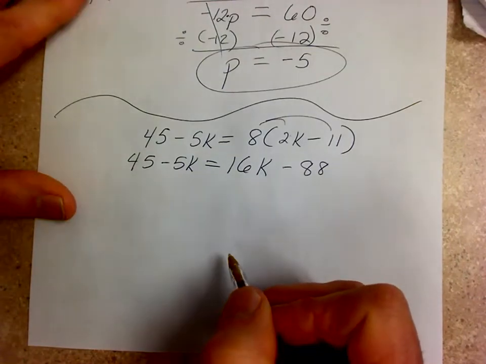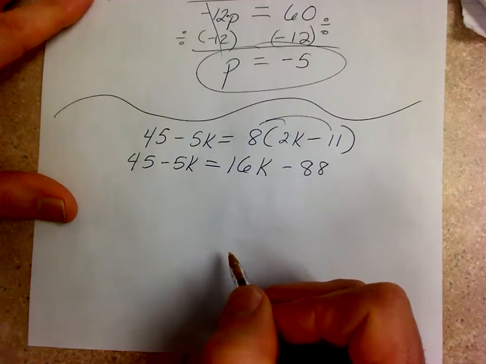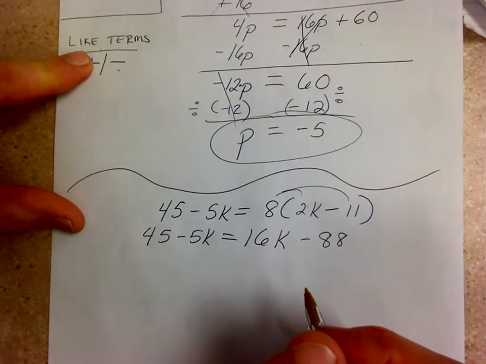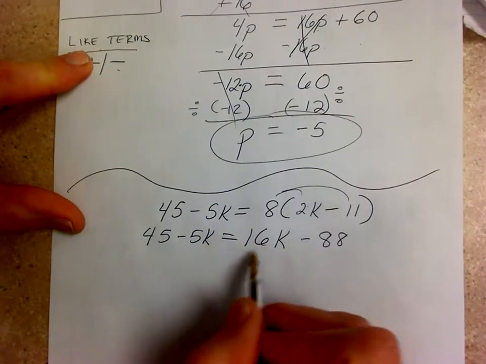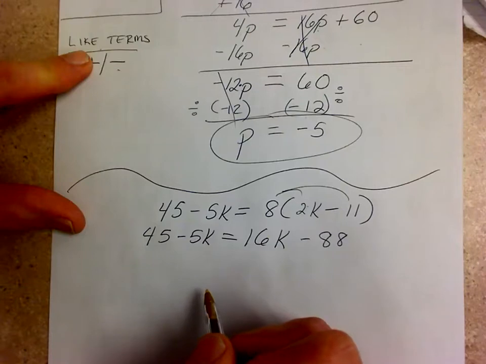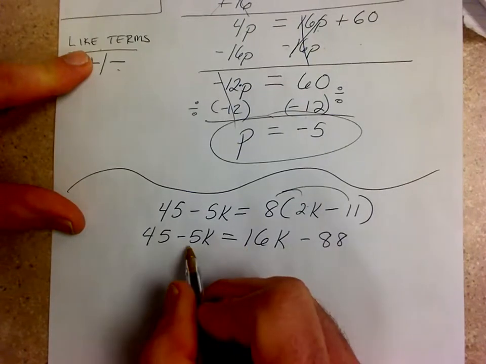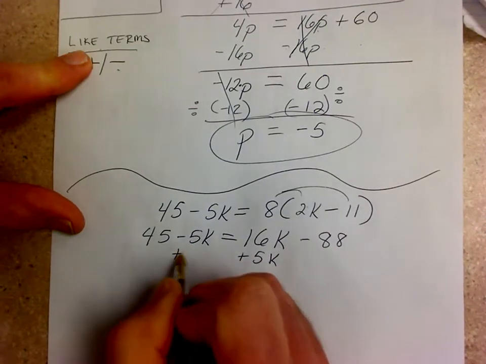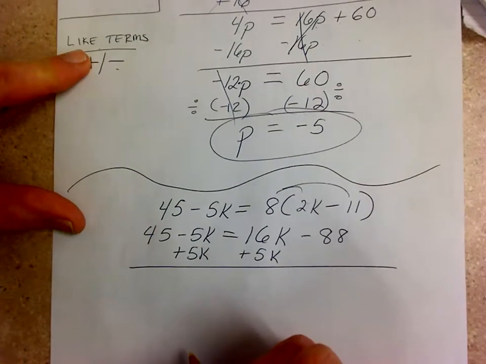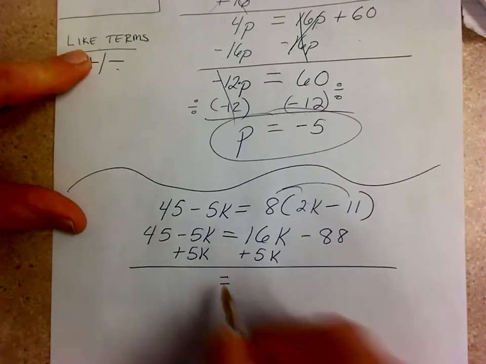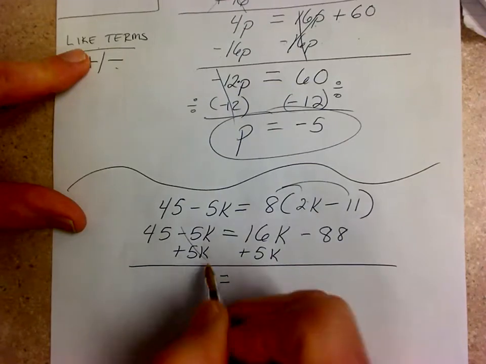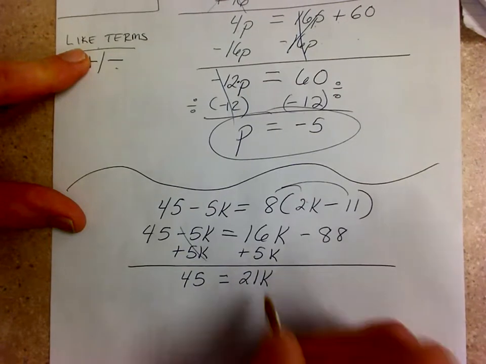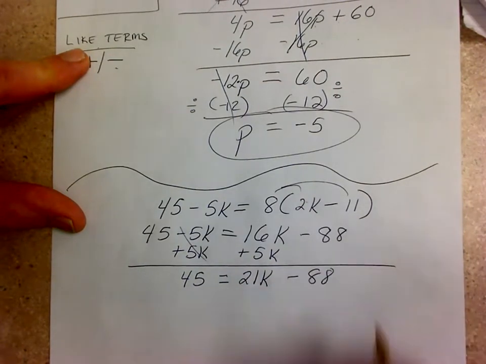We're going to, again, start with our like terms. Our goal is still to start with our like terms up here. Just to give you a slightly different perspective, I want to go ahead and group our variable terms together first this time. It appears it would be easier to add 5k to both sides. So this cancels, and we're left with 45 in front of the equal sign, and 21k minus 88.